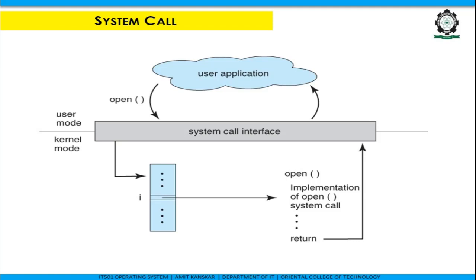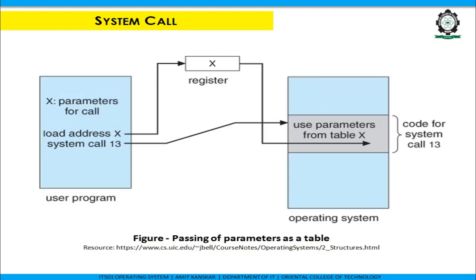That is the handling of the user application invoking an open system call. Parameters are generally passed to system calls via registers, or less commonly by values pushed onto the stack. Large blocks of data are generally accessed indirectly through a memory address passed in a register or on the stack, as shown in the figure, passing of parameters as a table.